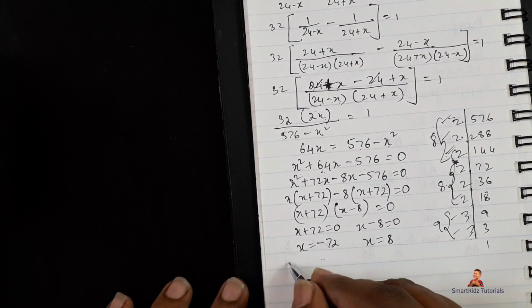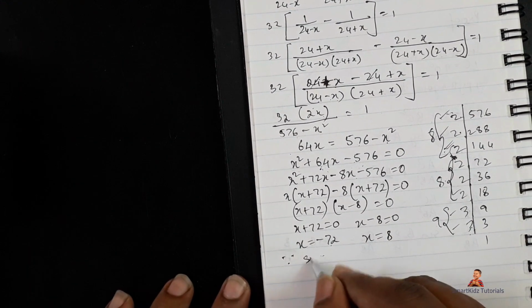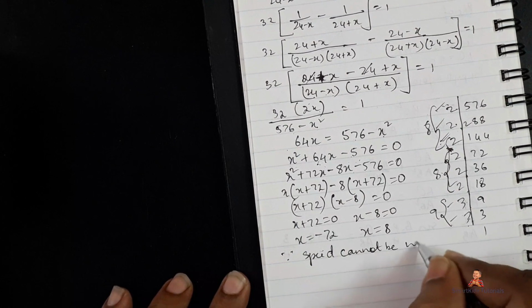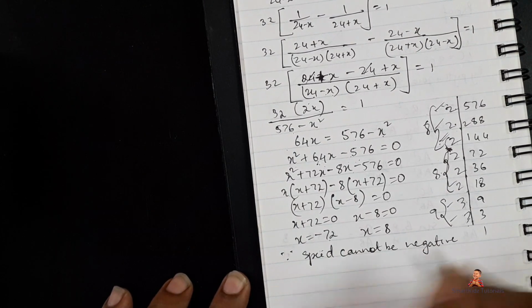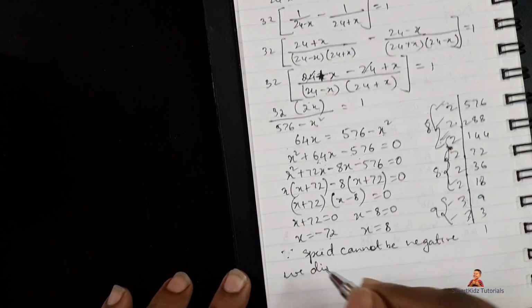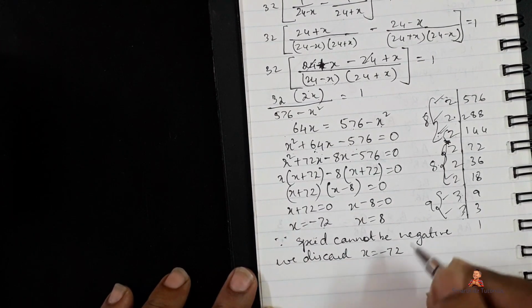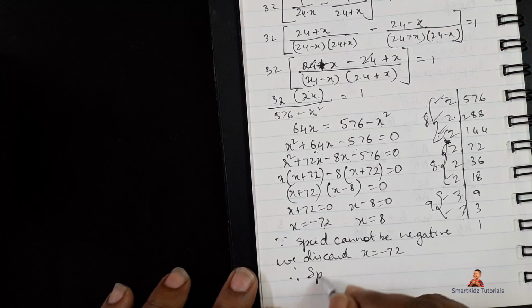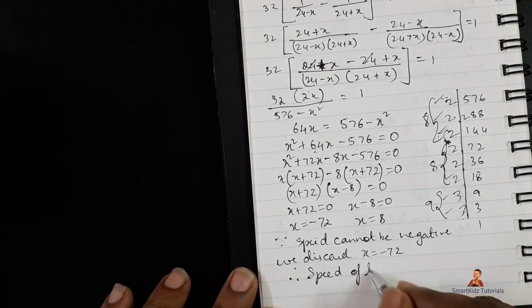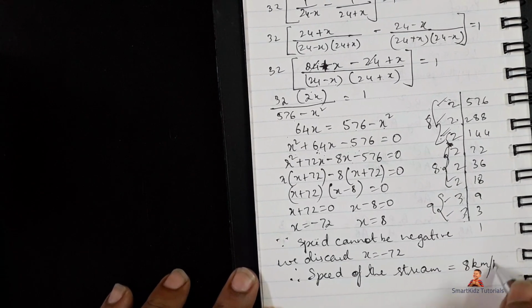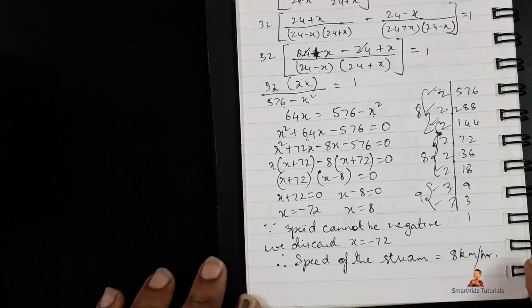So we write over here, since speed cannot be negative, we discard x equal to minus 72. Therefore, speed of the stream, because we had assumed speed of the stream being x, so speed of the stream is equal to 8 kilometers per hour. That is the answer to this question.